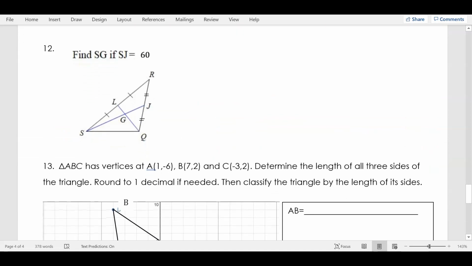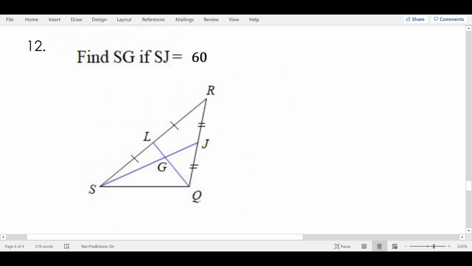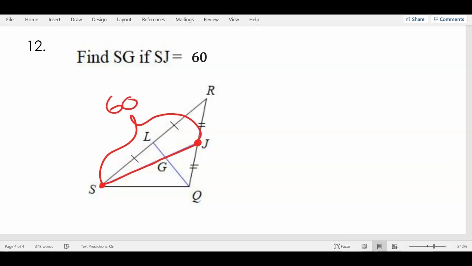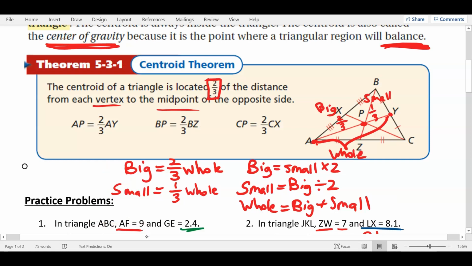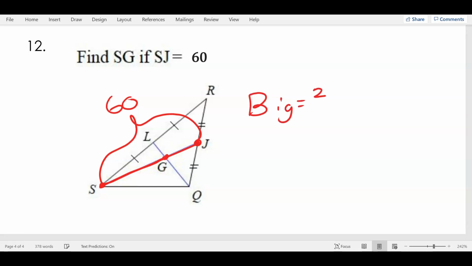Number 12, find SG if SJ is 60. Now, check it out. From S to J, all the way across, is 60. So, remember, if I'm looking for SG, SG is the big section. So remember, big equals 2/3 of the whole thing. If you reference your notes, we did talk about that right here on your notes. So reference your notes to help you out with that one. Let's write that down. Big equals 2/3 of the whole.